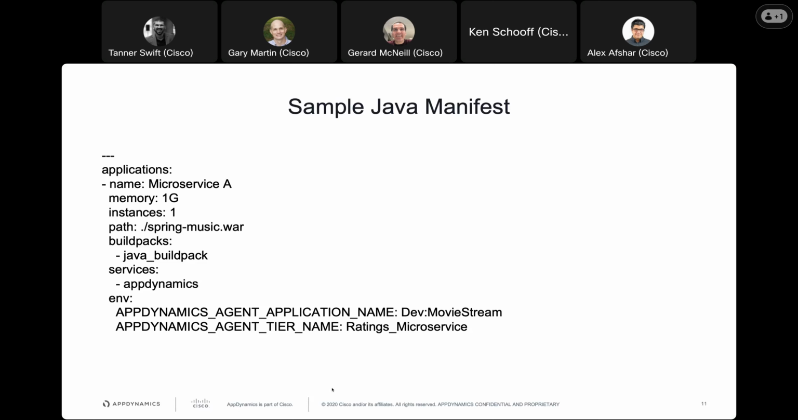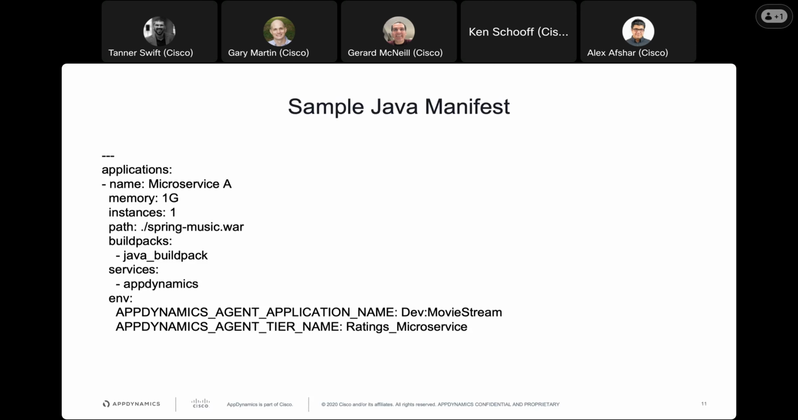And I can name my services whatever I want. I can name it AppDynamics. It could be named Cisco AppDynamics. It's whatever you want to name it that corresponds to that AppDynamics APM tile. So after I incorporate my AppDynamics service into my manifest, then I use some environmental variables to make sure that everything that appears in my AppDynamics controller is as I want it.